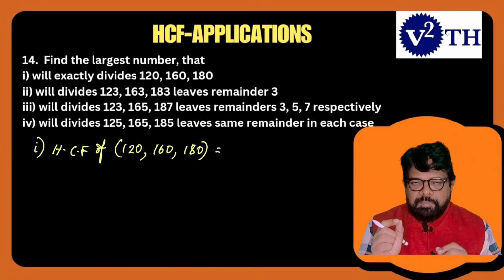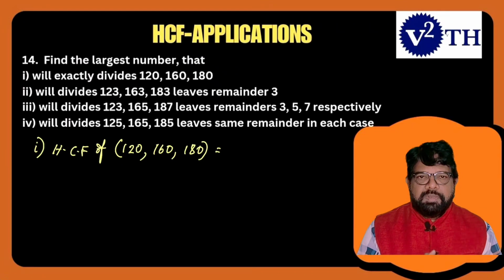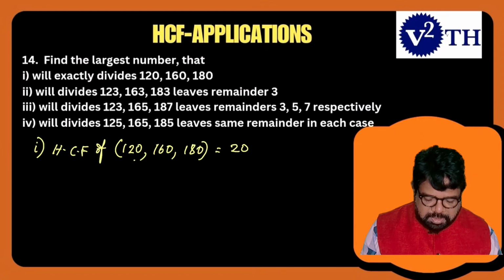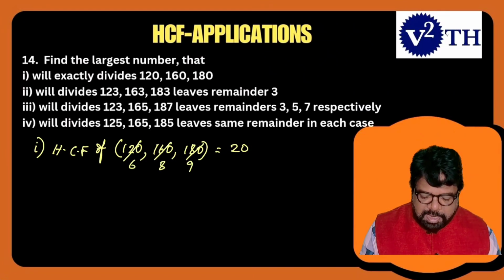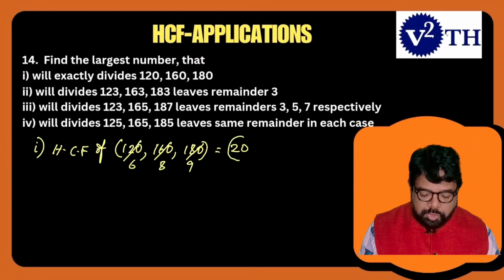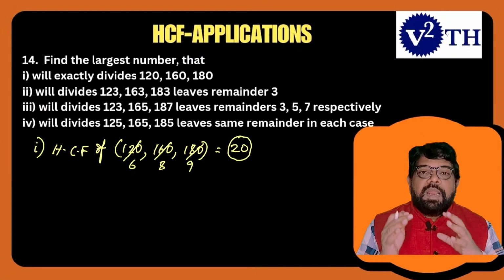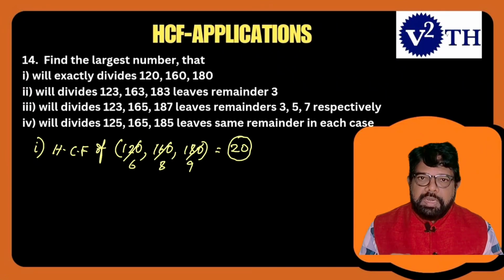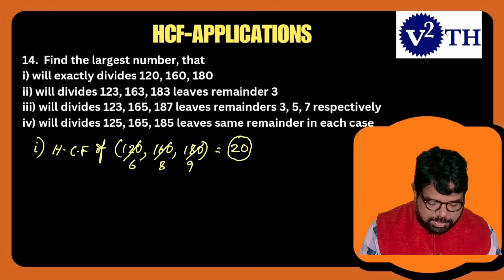Select one number that divides all the numbers. Now select one number here, 20, that divides all the numbers. Again select one number that divides all the numbers. Now there is no number which divides all the numbers. So what is the HCF now? 20. So what is the largest number that will exactly divide 120, 160, 180? 20. Now go for the second question.